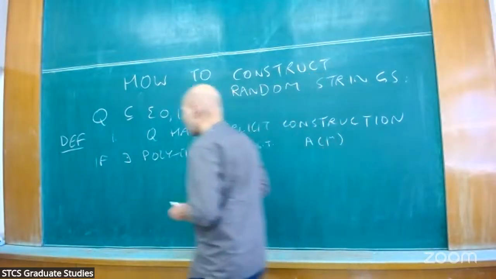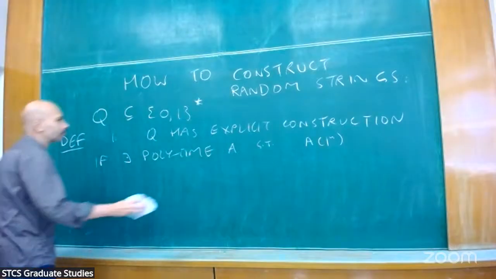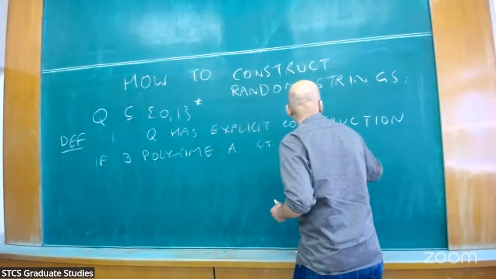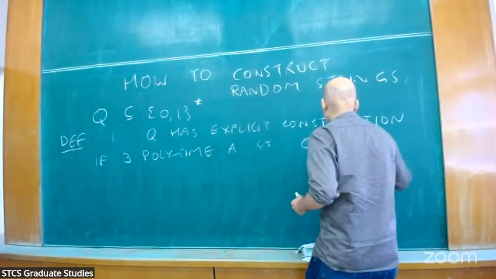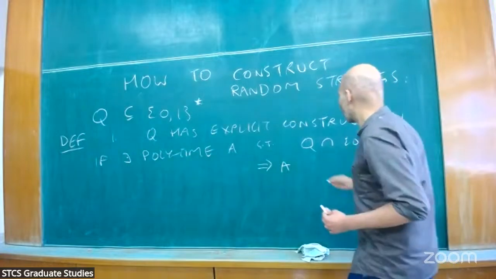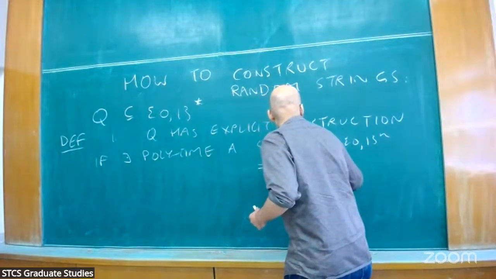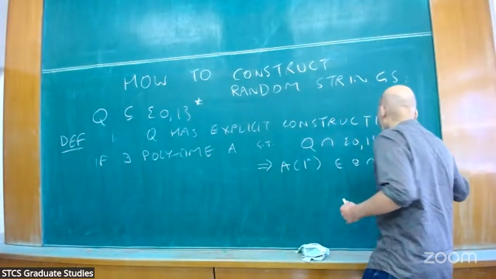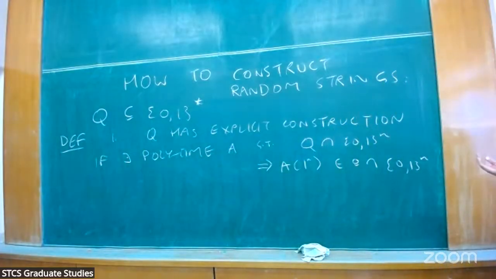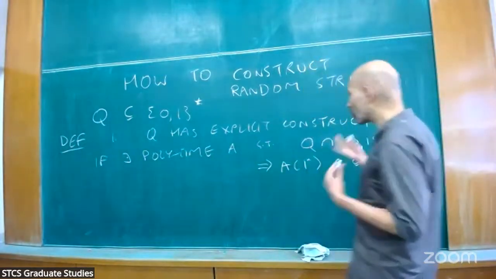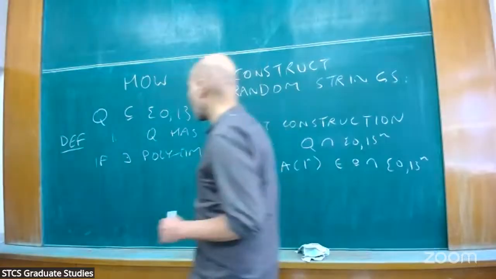which, if Q has some string of length n, generates a string in Q of length n. So if Q is non-empty at length n, then A actually generates something from Q. So A of 1 to the n is in Q. So we have a polynomial algorithm, an efficient algorithm, which generates objects in Q.